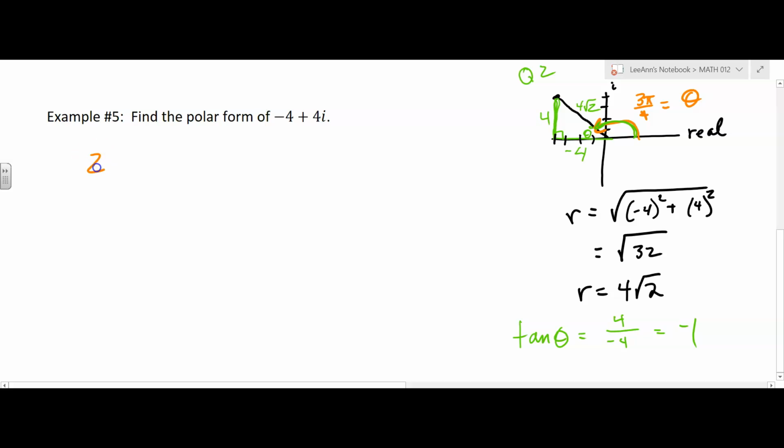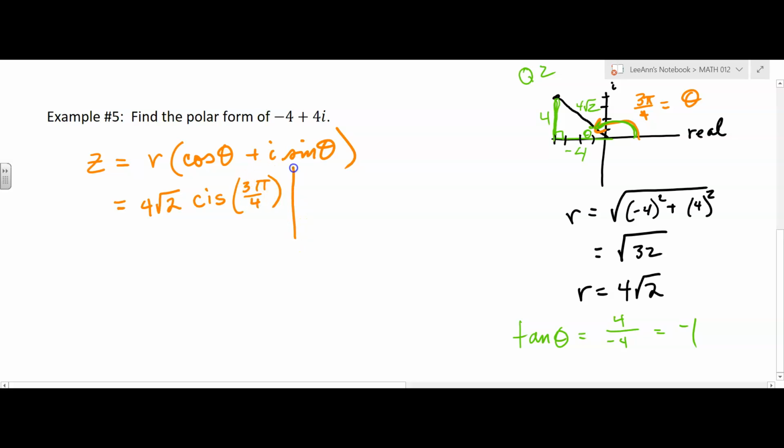Then I can write out the polar form. z, my complex number, is going to equal r cosine theta plus i sine theta. And you certainly could use the abbreviation here: 4 times the square root of 2. Here, I'll use the abbreviation, cis, and then my theta is 3 pi over 4. And that would be the complex number in polar form.